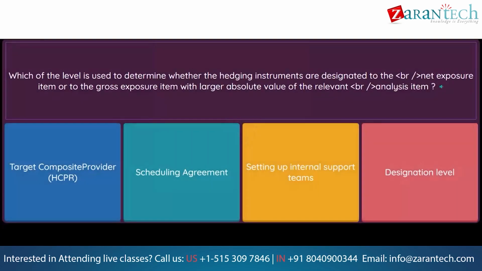Question: which of the level is used to determine whether the hedging instruments are designated to the net exposure item or to the gross exposure item with larger absolute value of the relevant analysis item? Option 1 Target composite provider, HCPR. Option 2 Scheduling agreement. Option 3 Setting up internal support teams. Option 4 Designation level.